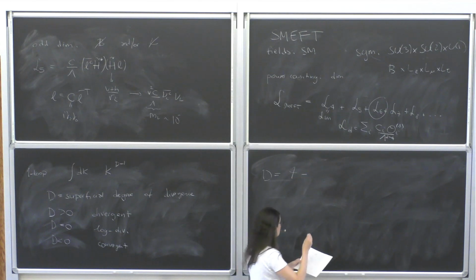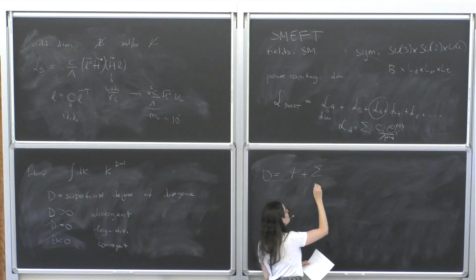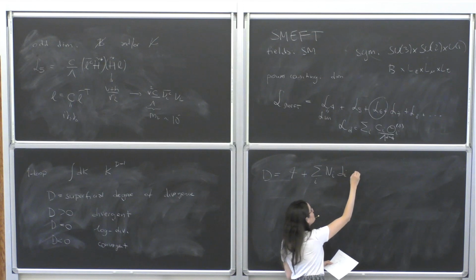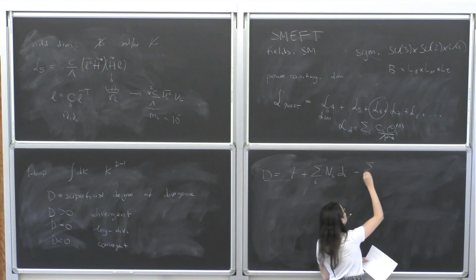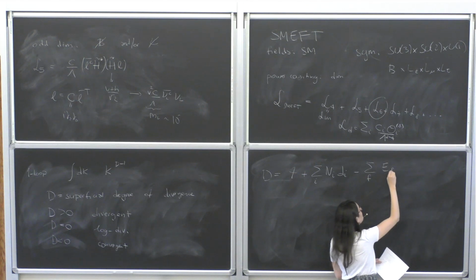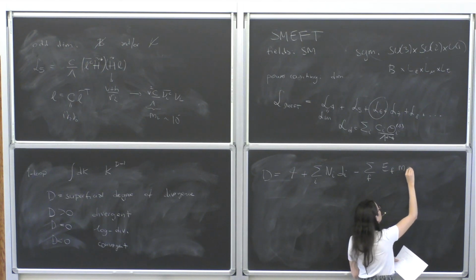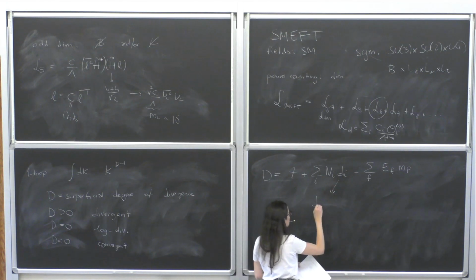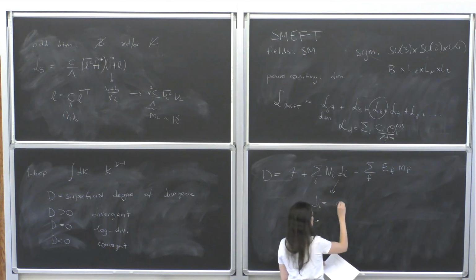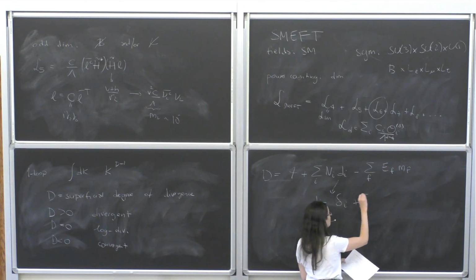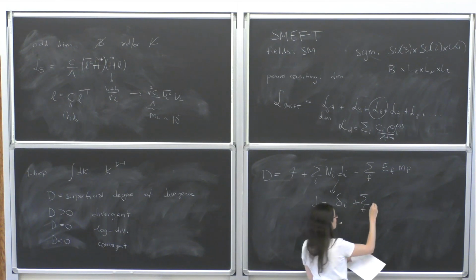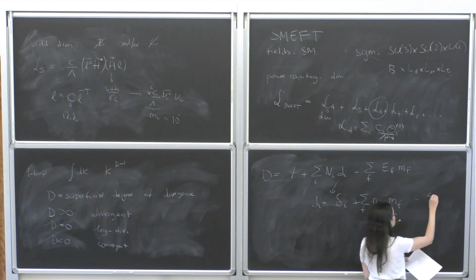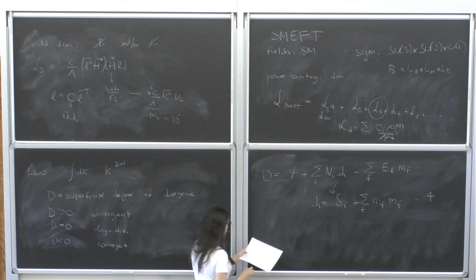So this is a 4 plus a sum over, I'm going to call this index I, minus a sum over F of E_F M_F. And this d_I is some delta_I plus, again, the sum over F of some small n_IF. Sorry, there are a lot of things and indices, but now it will become clear. You don't need to understand this in full detail.